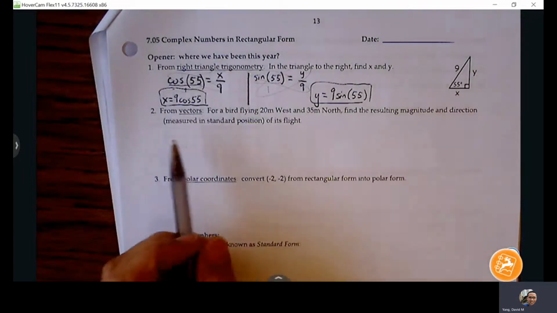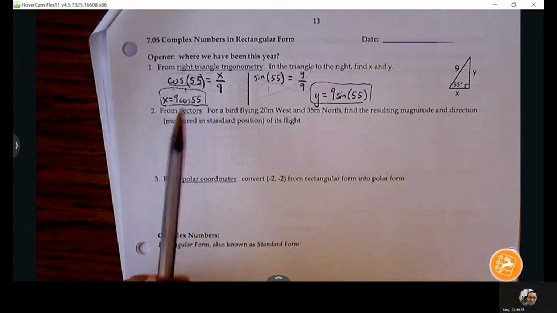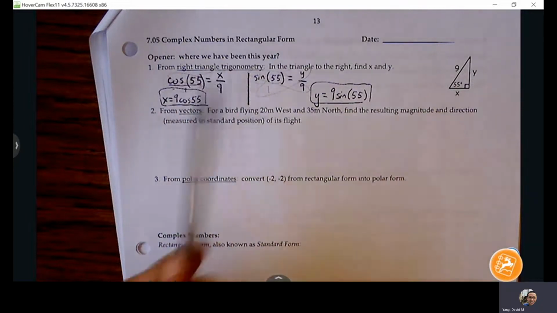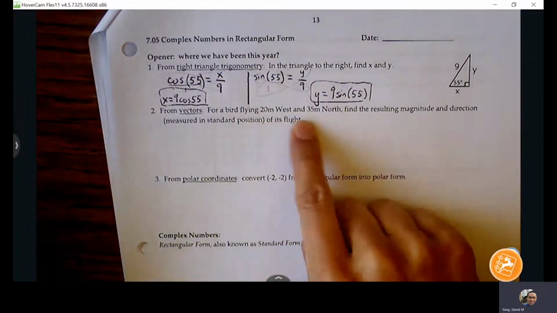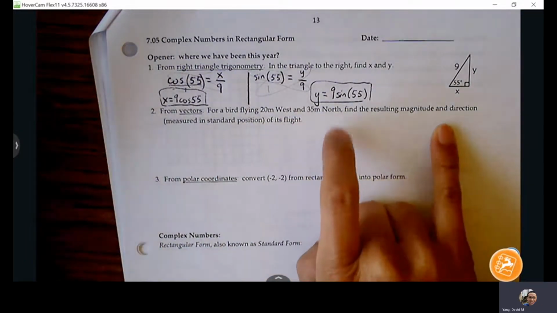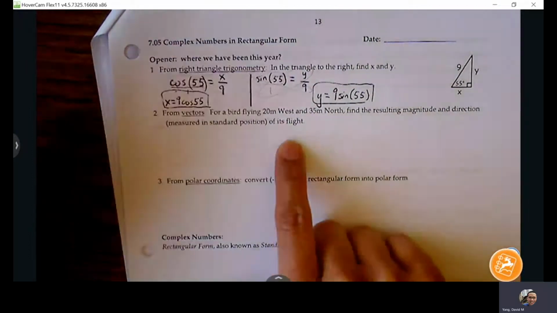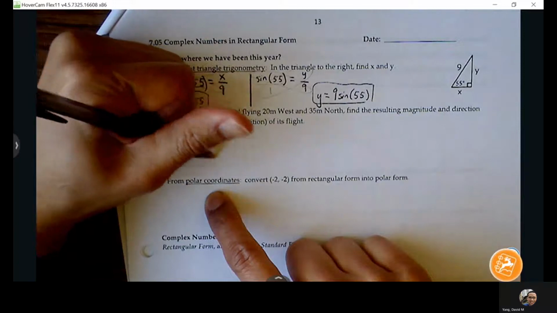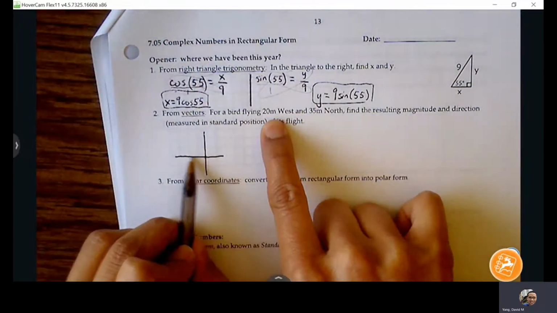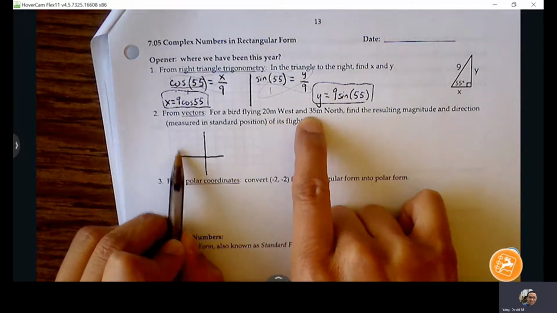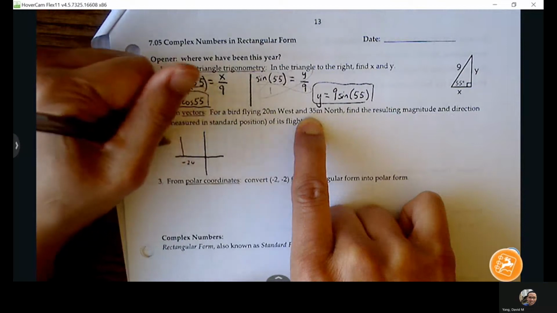Okay, vectors. We also see a similar relationship with Pythagorean theorem and circling around the same idea. For a bird flying 20 meters west and 35 meters north, find the resulting magnitude and direction. So magnitude is Pythagorean theorem, direction is inverse tangent, right? So bird flying 20 meters west, that's left 20 and up 35.